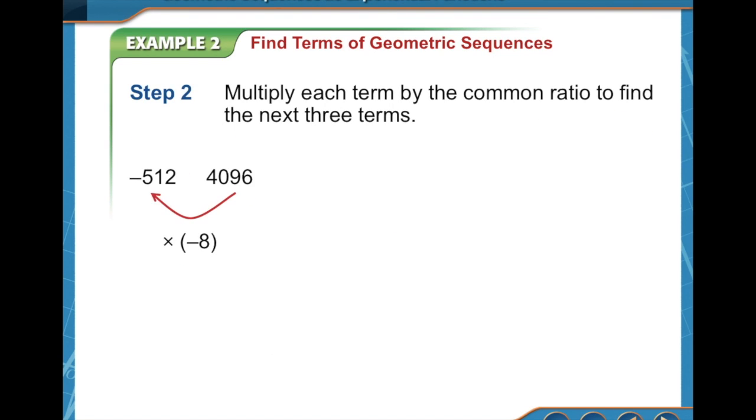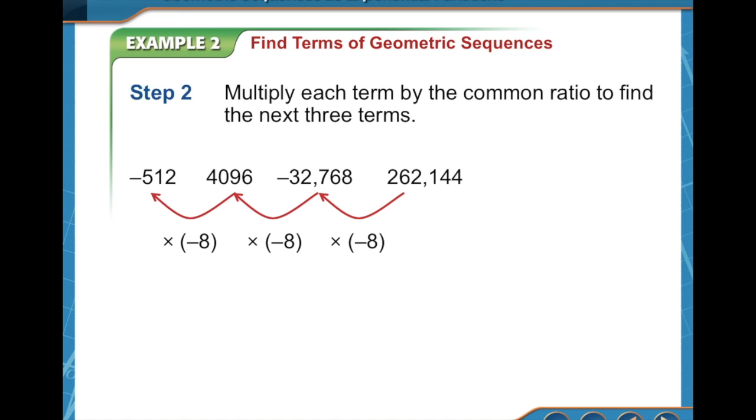So negative 512 times negative 8 gives us 4,096. Notice it is positive because our negatives cancel out. Multiply again, you get negative 32,768. And then multiply one more time, you get 262,144. So those 3 represent our next 3 terms for this whole sequence.